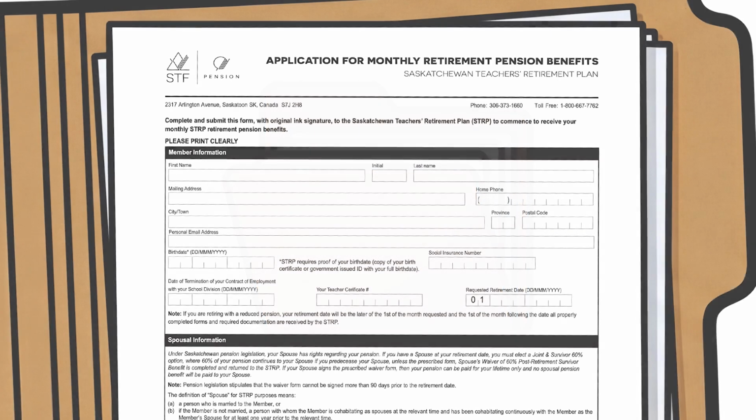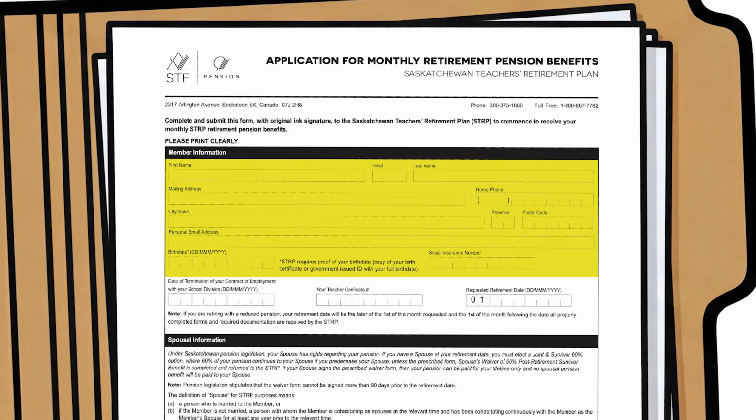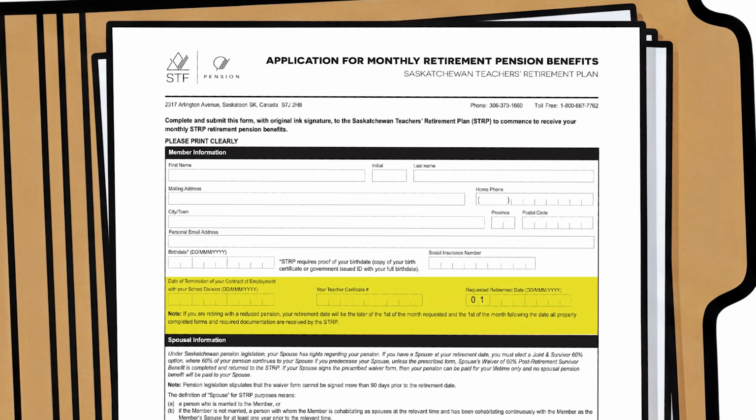Moving on to the forms, let's start with the application for monthly retirement pension benefits. Starting at the top, you're going to write in your personal information, including your first name, initial, and last name, address, phone number, email, and social insurance number. Then write in the date of termination of your contract of employment with your school division, your teacher certificate number, and the retirement date you are requesting.